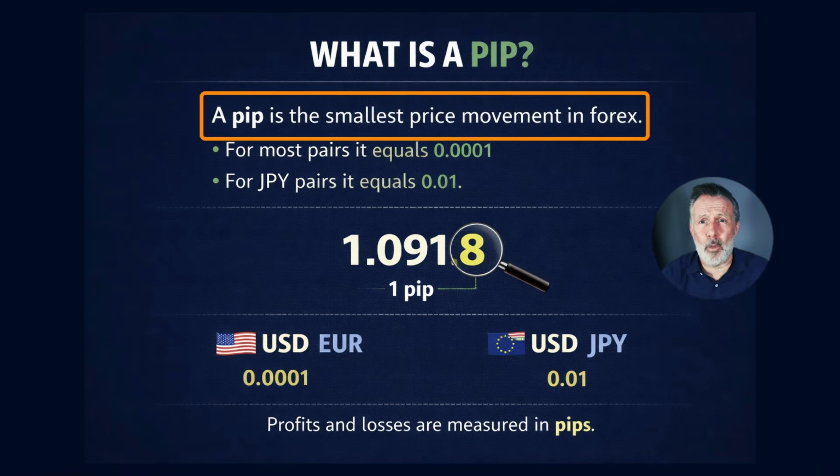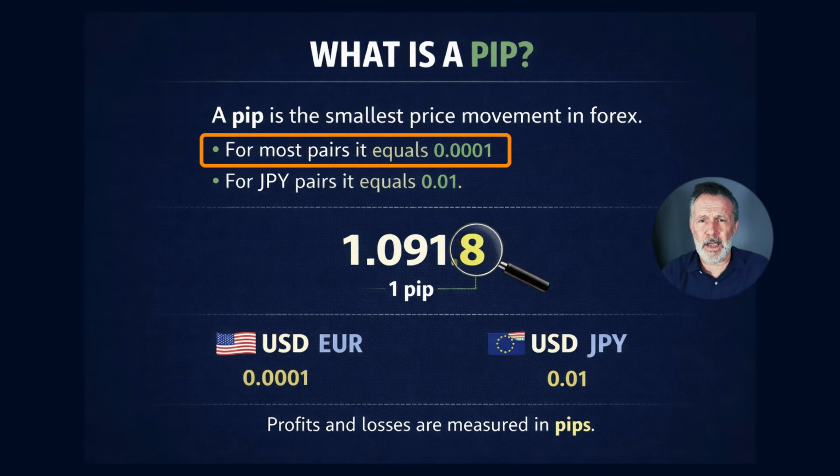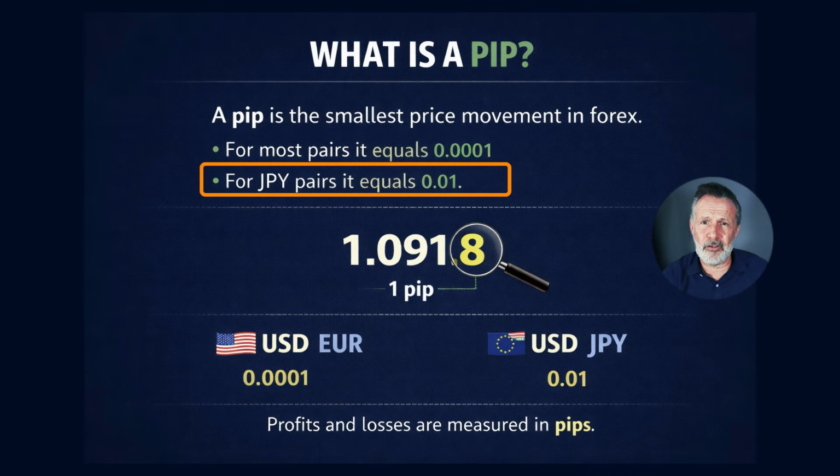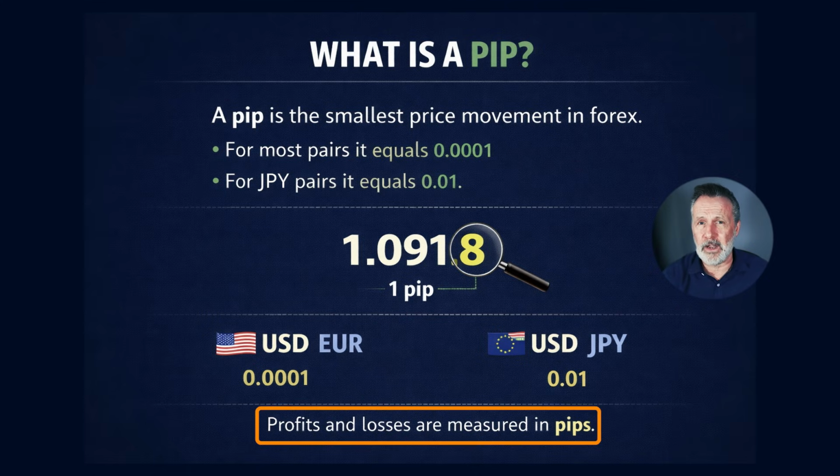What is a pip? A pip is what we trade. It's the smallest price movement in Forex markets. For most currency pairs, one pip equals 0.0001 or 4 decimal points. For Japanese yen pairs, one pip equals 0.01 or 2 decimal points. Profits and losses in Forex are measured in pips.